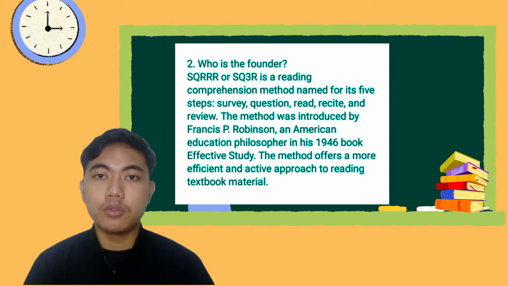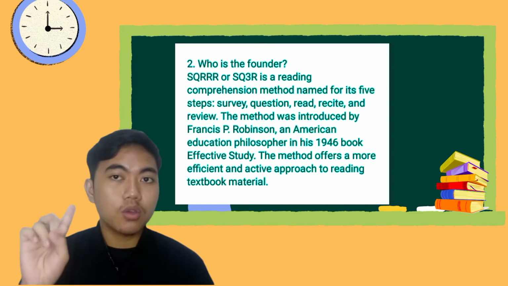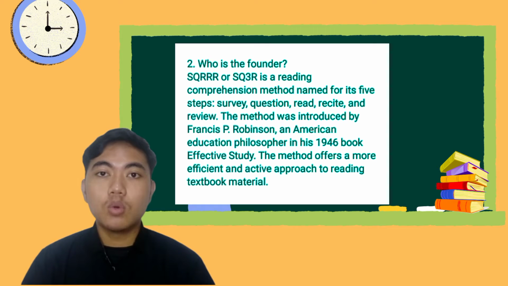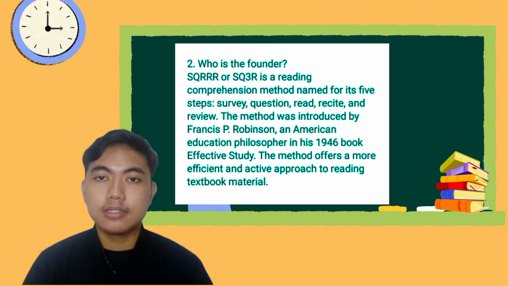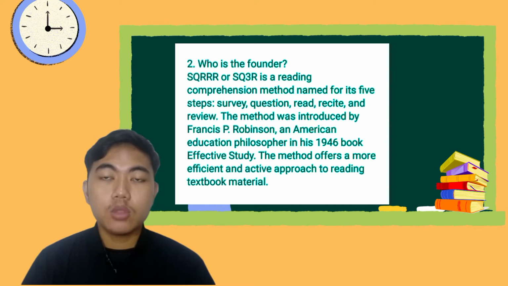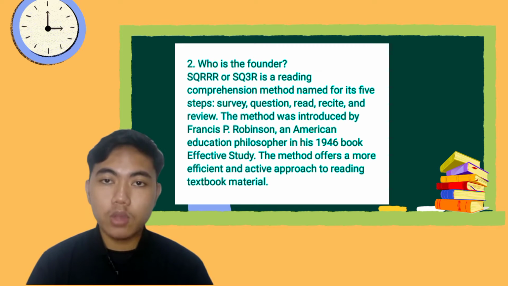Point 2. Who is the founder? SQ3R is a reading comprehension method named for its five steps: survey, question, read, recite, and review. The method was introduced by Francis P. Robinson, an American education philosopher, in his 1946 book Effective Study. The method offers a more efficient and active approach to reading textbook material. It was created for college students, but is useful for young students as well.